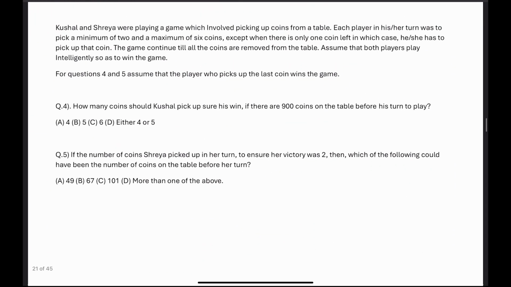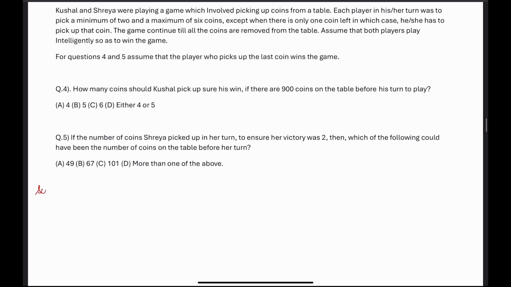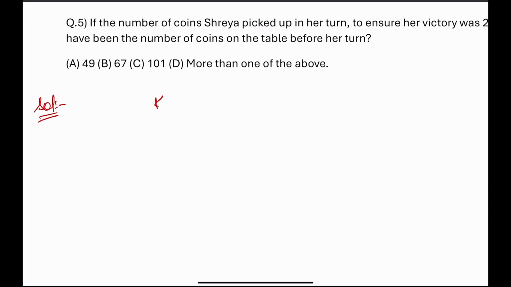So we'll solve the next one. In this question, let's again try to solve. Kushal and Shreya were playing a game involving picking coins each in his turn, a minimum of 2 and a maximum of 6. I suppose it is the same question. So Kushal and Shreya have a limitation to pick between 2 and 6.